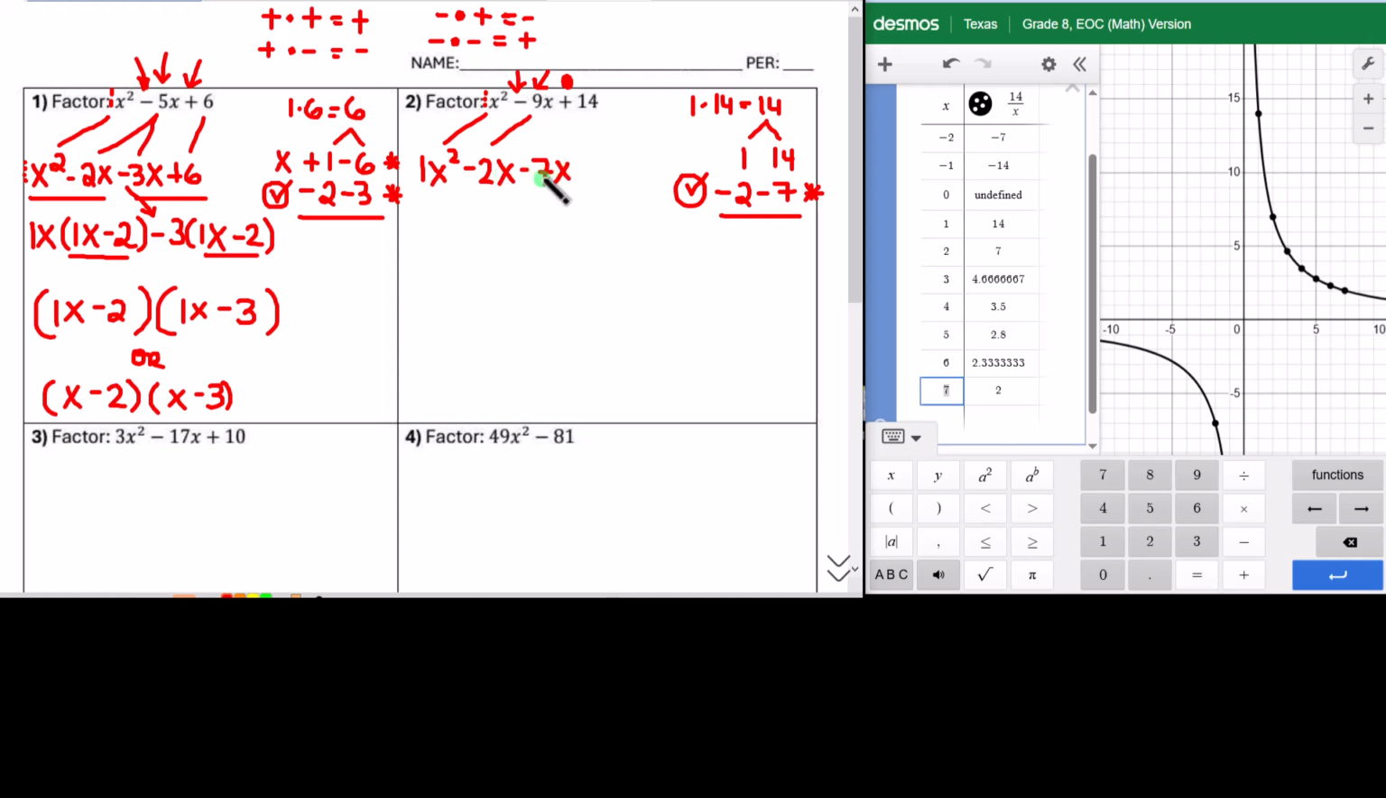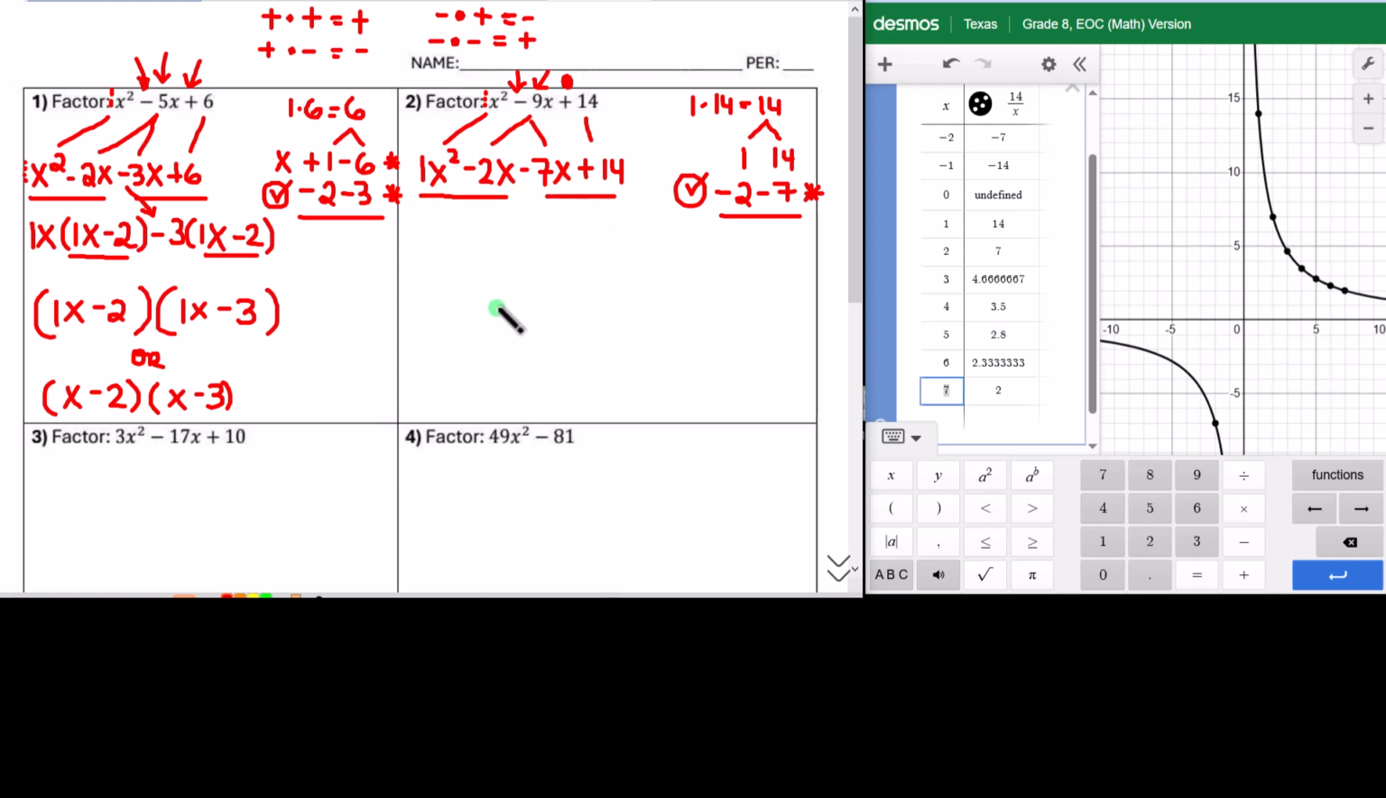Very important, don't forget to put the x. Here there's no x, but when I put it here, I include the x. And then you bring down the 14. So I went from having a trinomial, something with 3 terms, to something that has 4. And that's exactly what I want. I want to pair them into 2 pairs.